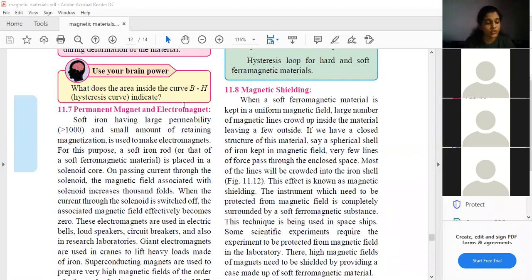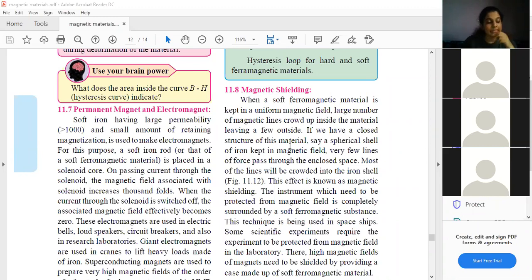The area enclosed by the hysteresis curve indicates energy loss per cycle. So that entire graph is one cycle. How much energy is lost in one cycle? That is indicated by the area of that curve. In bracket, you can write down: energy loss in applying external magnetic field.